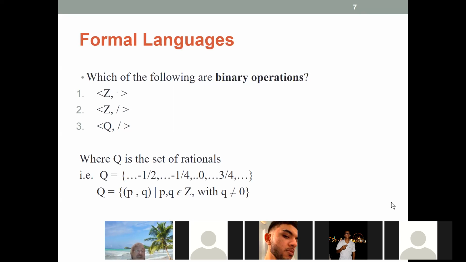operation is div, div is different than division. It means take the integer part of 10/3. All right, think about that.